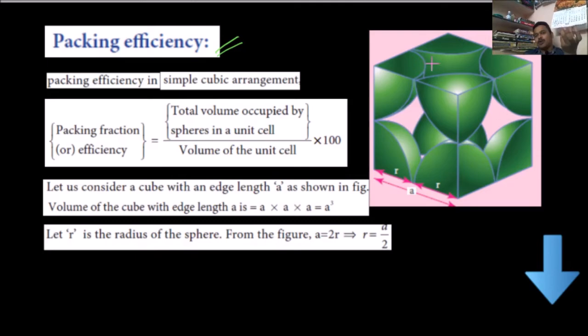Cubic means, everybody knows, a cube has edges, faces, and corners. This is what a cube is. In this chapter we are going to deal with the cube only. Now what system are we discussing? We are studying the simple cubic arrangement. So a simple cubic unit cell is packed with how many atoms?